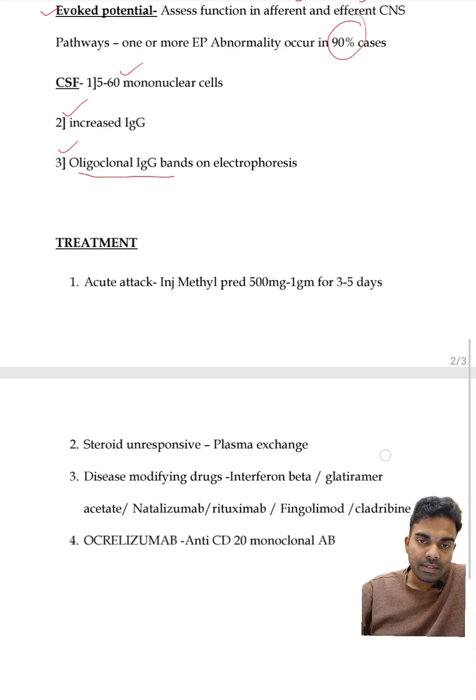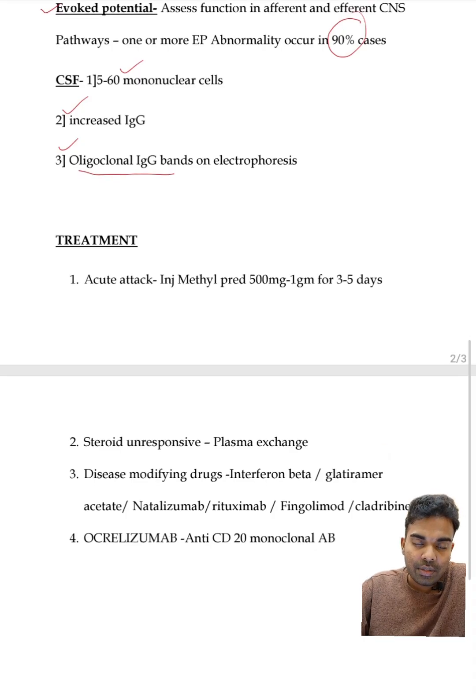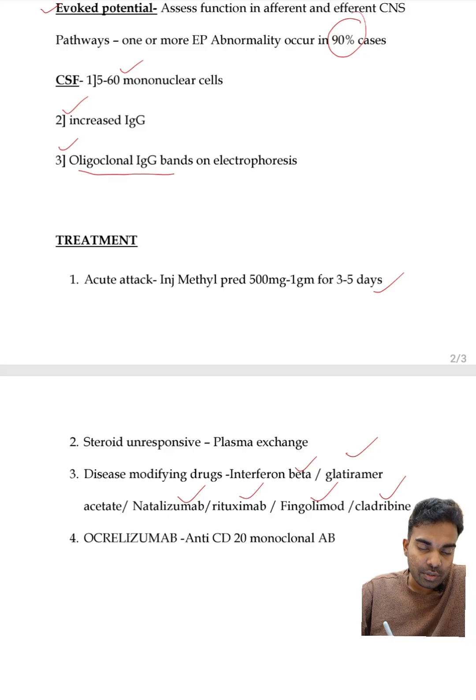How do you treat it? If the patient is having an acute attack, you can start with injection methylprednisolone 500 mg to 1 gram for 3 to 5 days. If the patient is still unresponsive, you have to go for plasma exchange, which is done once every 14 days. The third option is disease modifying drugs like interferon beta, glatiramer acetate, natalizumab, rituximab, fingolimod, and cladribine. And the last option, we have an anti-CD20 monoclonal antibody known as ocrelizumab.